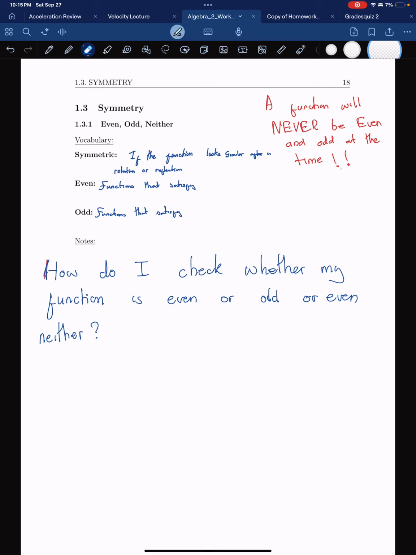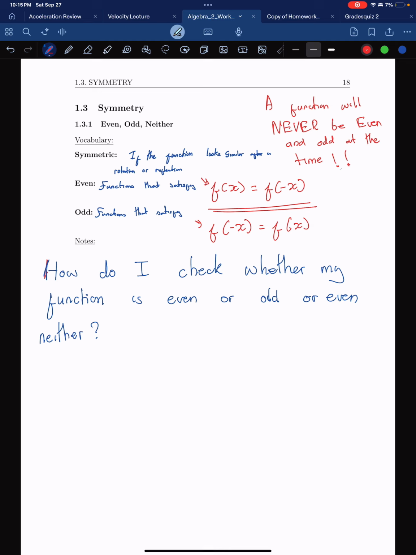So functions that are even satisfy a particular condition. All right? And that condition, which we talked about in class briefly the other day, is this. Even functions must satisfy this condition. And we'll get into it more later in this video. What about odd functions? Odd functions have a condition they satisfy here.